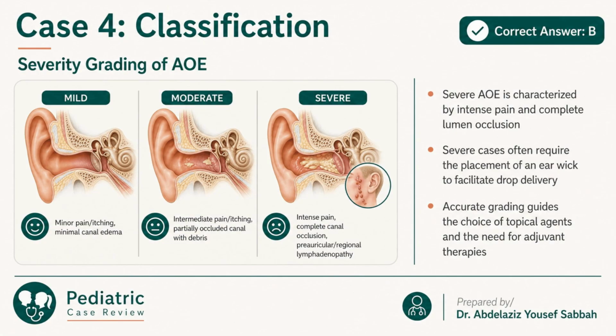Severity grading of acute otitis externa is based on three findings: the degree of pain, the extent of canal occlusion, and the presence of regional or systemic signs. Mild disease shows minor pain or itching with less than 25% canal occlusion. Moderate disease shows intermediate pain with 25 to 75% occlusion and debris in a partially patent canal. Severe disease is characterized by intense pain, complete or greater than 75% canal occlusion, and often preauricular or regional lymphadenopathy.